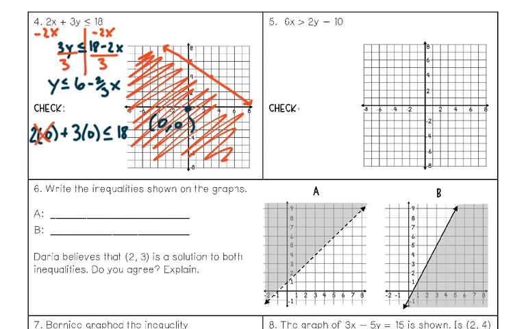2 times 0 is 0, plus 3 times 0, which is 0, gives you 0 is less than or equal to 18. Since that's a true statement, we did our math right and our graph is correct. That was a good time for you to try number 5 all by yourself. Just be careful because there's a lot of opportunities for you to make mistakes.